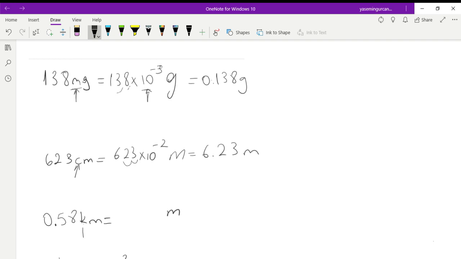If you want to convert kilometers to meter, then kilo stands for 10 to the 3. So you write times 10 to the 3. And when you multiply something with 10 to the 3, it means you're multiplying with thousands, right? You're taking the decimal point 3 times to the right, so it's going to be 1, 2, extra 0, and 3. So it's going to be 580.